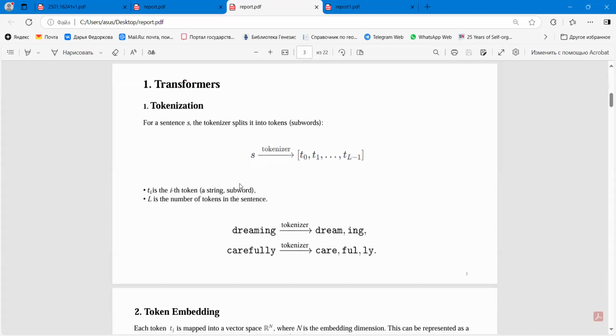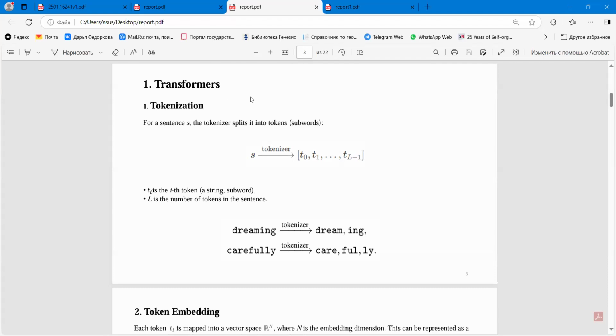The article is devoted to the study of phase transitions in large language models and their connection with physical models. The authors propose to reformulate the transformer architecture as an O(N) model, which allows it to be analyzed from the point of view of physical phase transitions and critical phenomena. Let's start to discuss the transformer architecture.